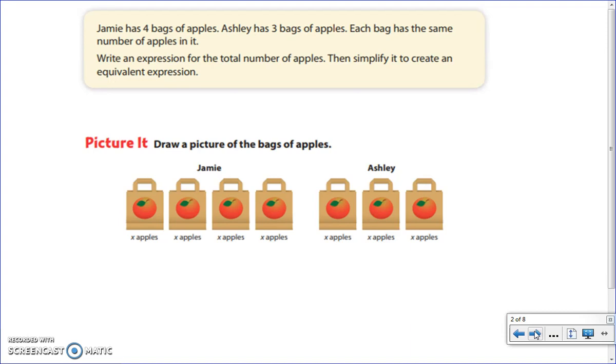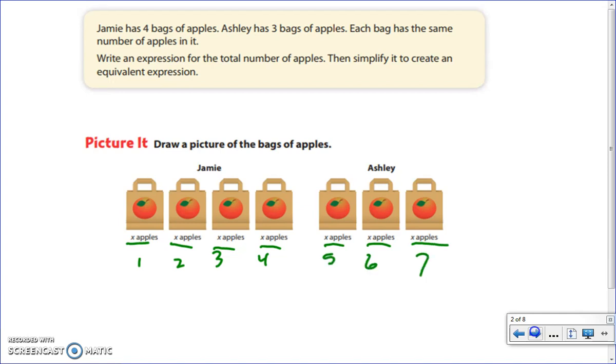So if we pictured this, you can see they drew out 4 bags and there's apples inside each one. We just don't know how many apples, but we do know that each bag has the same number of apples. So although the number inside is unknown, we do know that it's all the same in each one. You can see that we have 7 bags here, Jamie's bags and Ashley's bags, and we didn't have to use a different variable for each bag because we know that the number inside is actually the same for each one. So we have 7 x's here: 1, 2, 3, 4, 5, 6, 7.